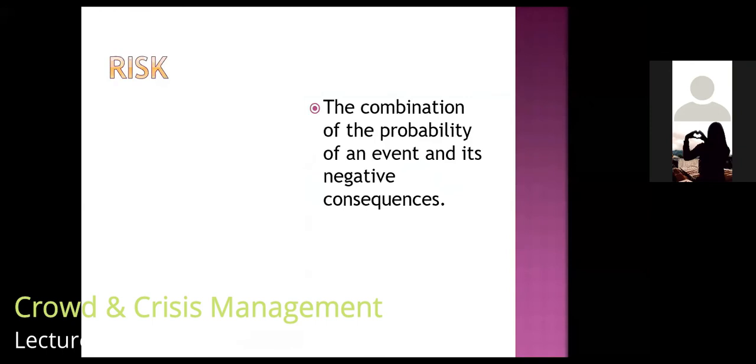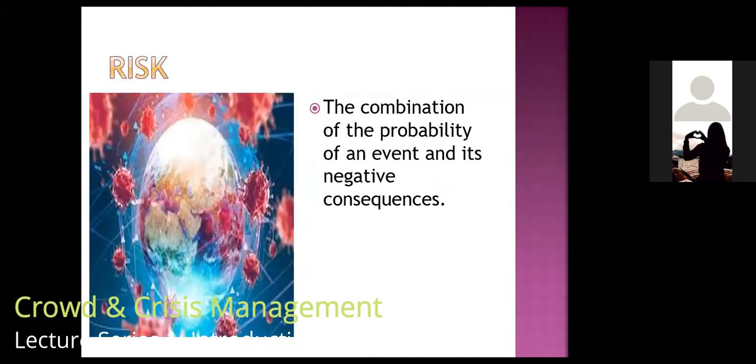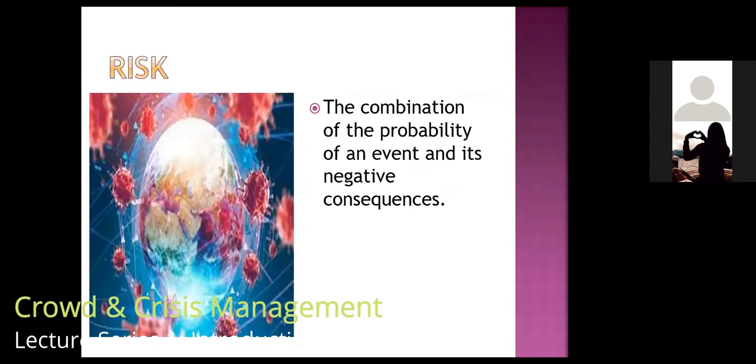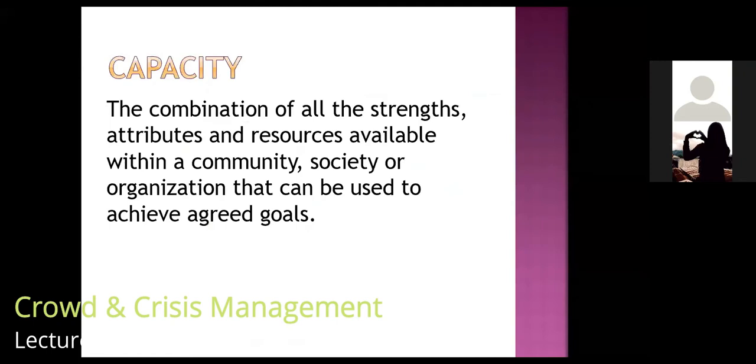The next one is the risk. This is the combination of the probability of an event and its negative consequences, or simply, a situation involving exposure to danger. The next one is the capacity. This is the combination of all the strengths, attributes, and resources available within a community, society, or organization that can be used to achieve agreed goals.